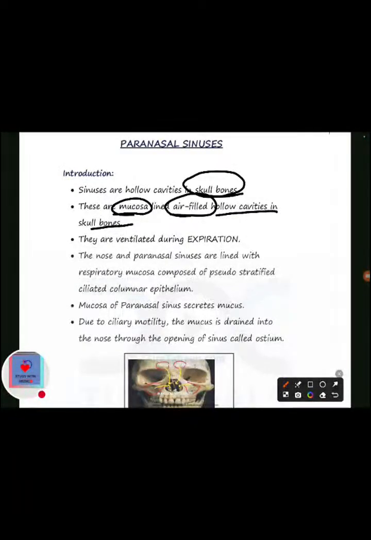So the air filled cavities help the skull to lose some weight and to stabilize the skull. They are also ventilated, but during expiration. Unlike inspiration, where the nose and the larynx, everything is ventilated.